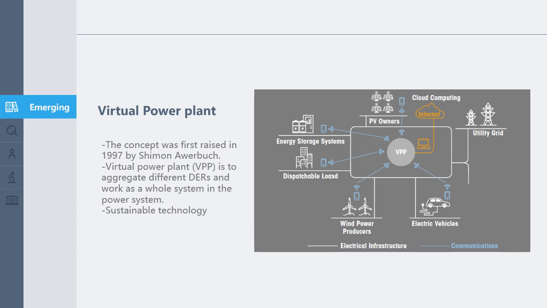Meanwhile, different distributed energy resources have different characteristics. For example, the solar energy output is low on a cloudy day, while the wind power output can be very large. By aggregation, these two complementary energy sources can make the total uncertainty very low. Apparently, with the virtual power plant, distributed energy resources can be better used. Also, this is a type of sustainable technology.